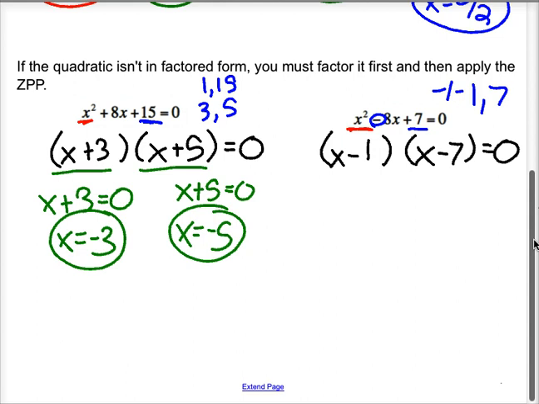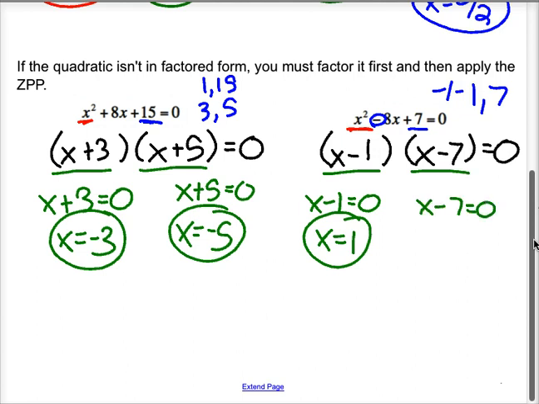Now that I have it factored, now I take each piece and set each piece equal to 0 based on the zero product property. Because individually those pieces will make one of the pieces 0, inevitably meaning the whole thing will become 0.